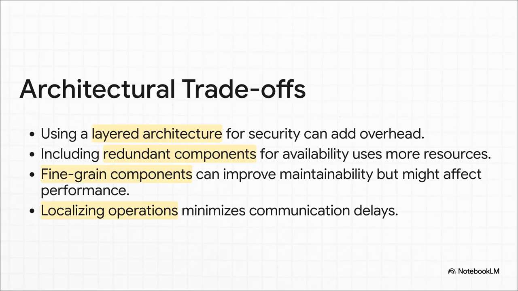And it's all about trade-offs. So, for example, you might build in extra layers for security, which is great, but every single layer adds a little bit of overhead, a tiny bit of slowness. Or maybe you want to make sure your app is super reliable, so you add redundant parts, but that's going to use up more memory, more battery. Every decision is this constant balancing act between all these different priorities.